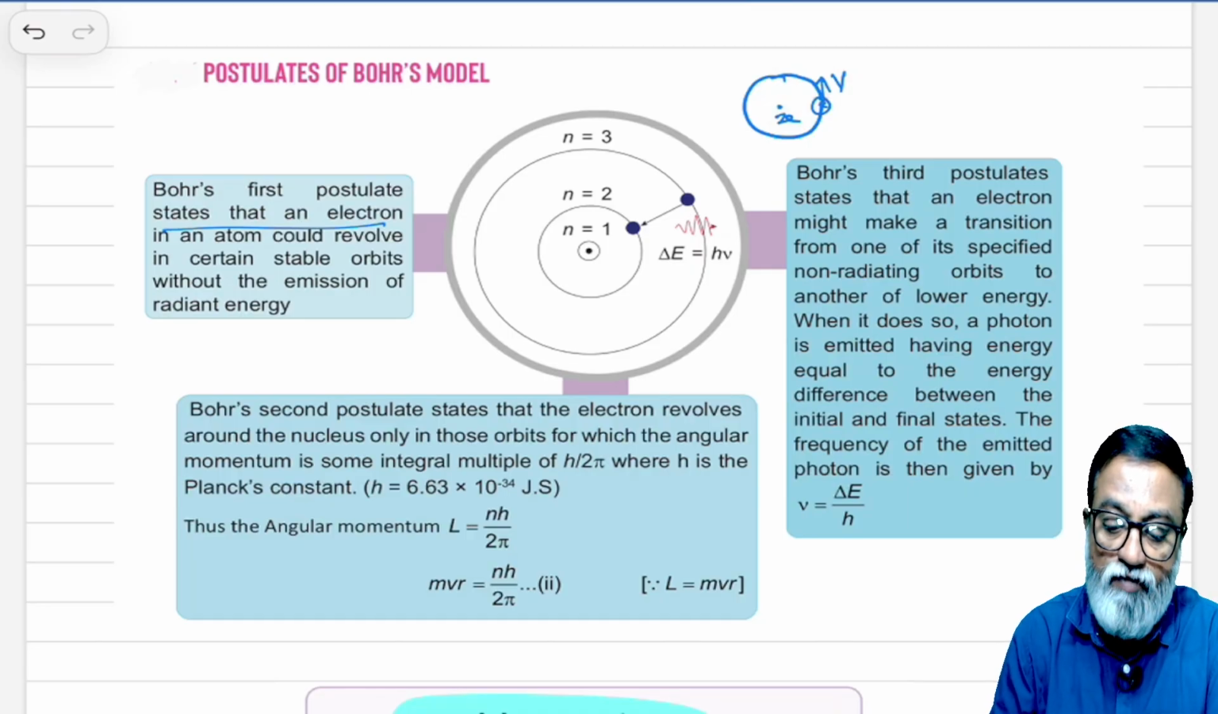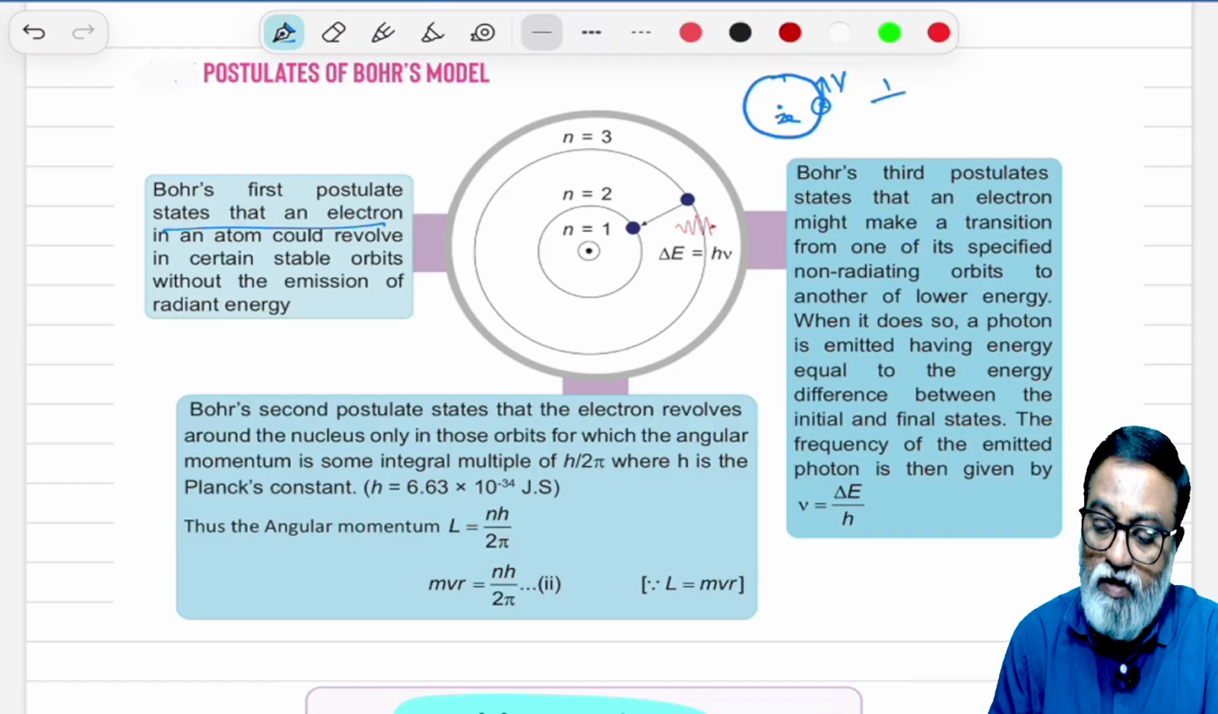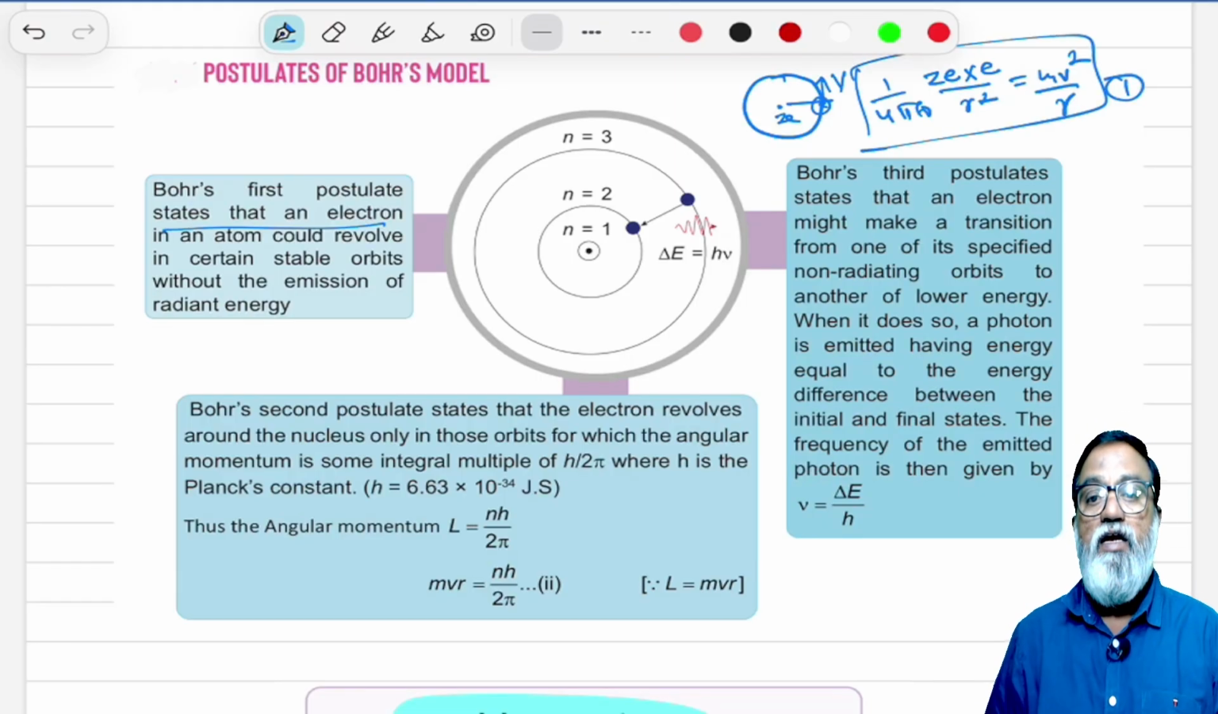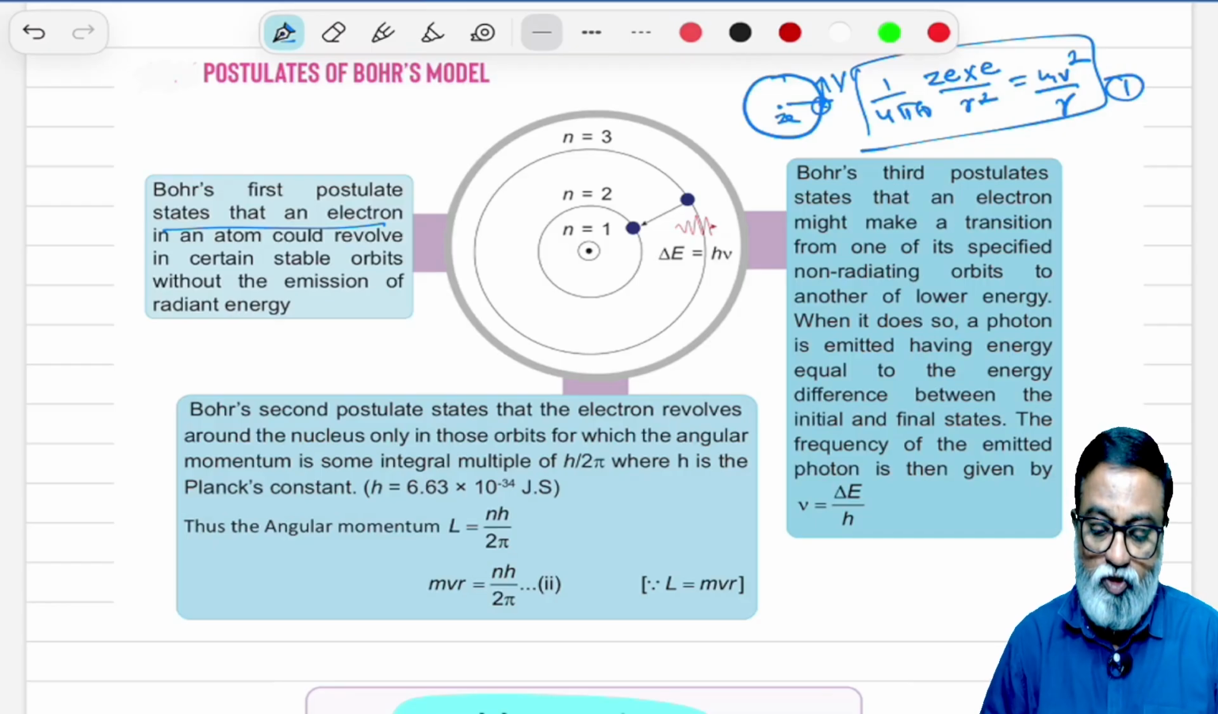That electrostatic force is 1 by 4 pi epsilon. Charge of the nucleus is Ze, charge of the electron is e, radius is r square, and that is equal to the centripetal force mv square by r. This is equation number 1, according to Bohr's first postulate.